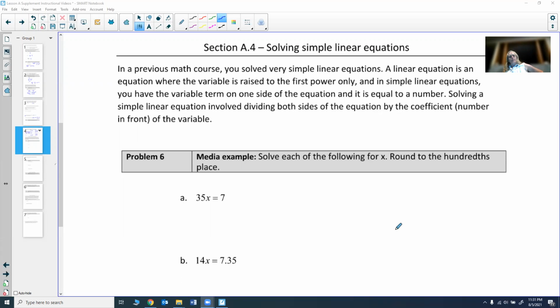Let's look at solving simple linear equations. We've actually already done some of these, but we're going to do a little bit more. In previous math classes, you solved very simple linear equations. A linear equation is an equation where the variable is raised to the first power only.